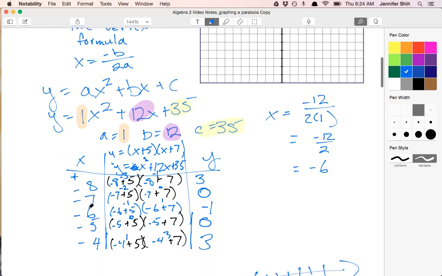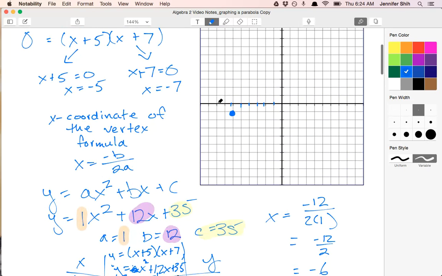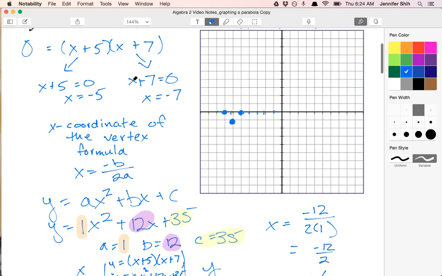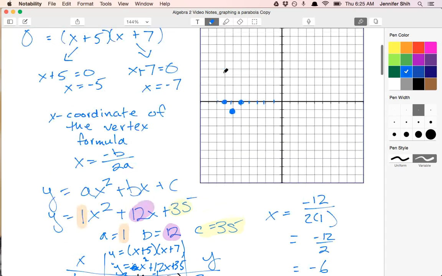Then I'm going to plot my other points I have here. -7, 0, and -5, 0. Oh yeah, my roots are at -7 and -5. I even solved for those at the very beginning. And then my last coordinates are -8, comma 3, and -5, comma 3.